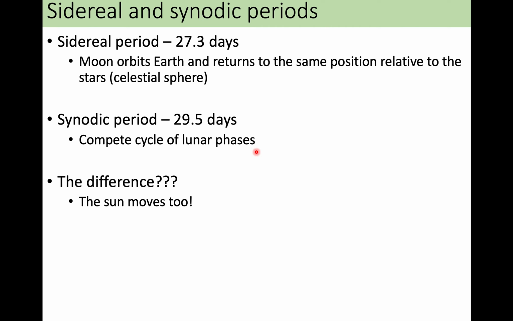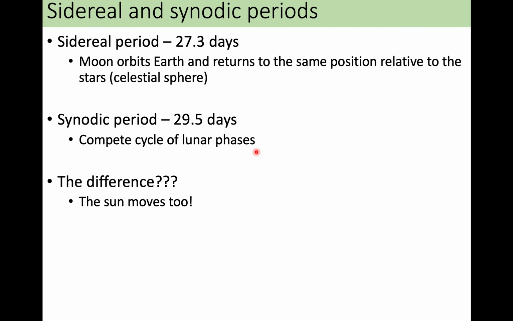So two important concepts to know are what we call the sidereal period and the synodic period. The sidereal period is 27.3 days. This is the time it takes the moon to orbit around Earth and return to the same spot, the same position, relative to the celestial sphere.